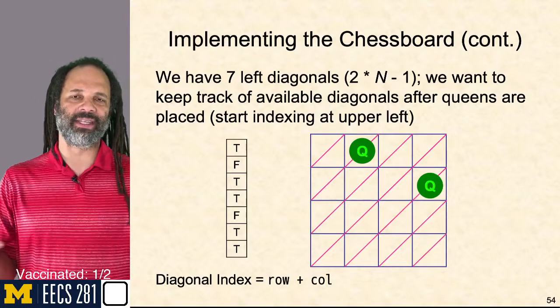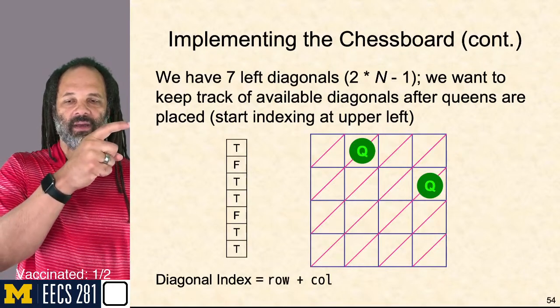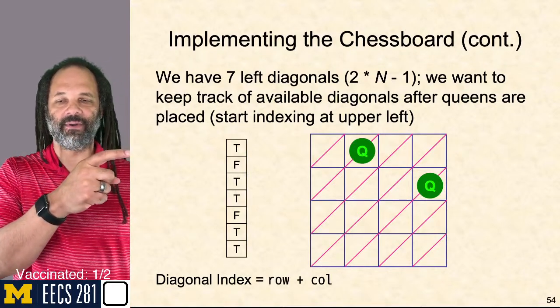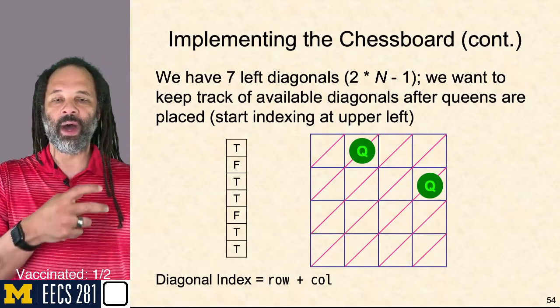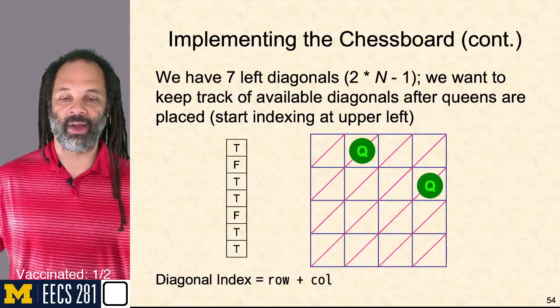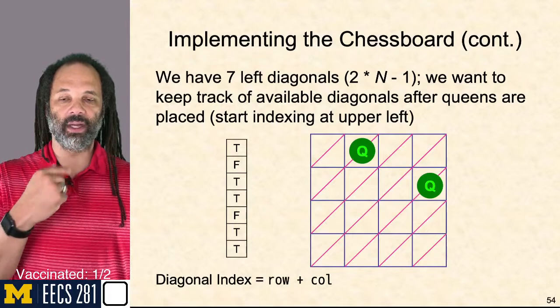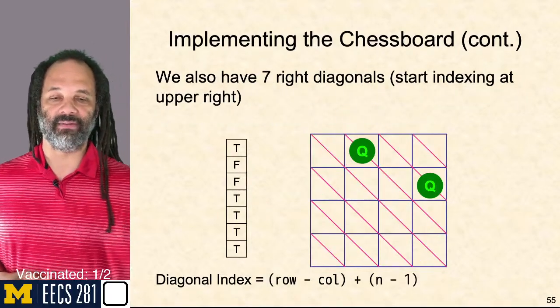If I add those together, it says check the 1 diagonal. And if I look into this vector here that's got a T for available in the 0 position, but a false for available in the 1 index, then that's exactly what I can do. I can check in constant time. I just have to add row and column, then look into this vector, and in constant time I can get whether or not that place is available.